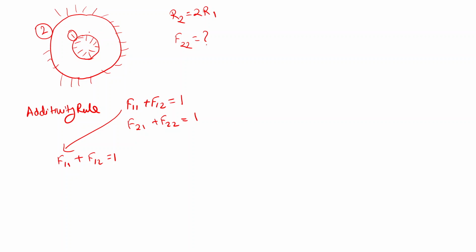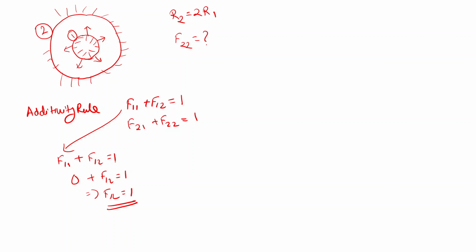Since radiation is occurring in the enclosed space, if radiation leaves this first surface, it won't come back to the first surface again. That is, F11 will be 0. This will happen for any radiation that is being emitted from the outer surface of the first sphere. That is, F11 is 0. So we can write 0 plus F12 is equal to 1. That implies F12 will be 1.